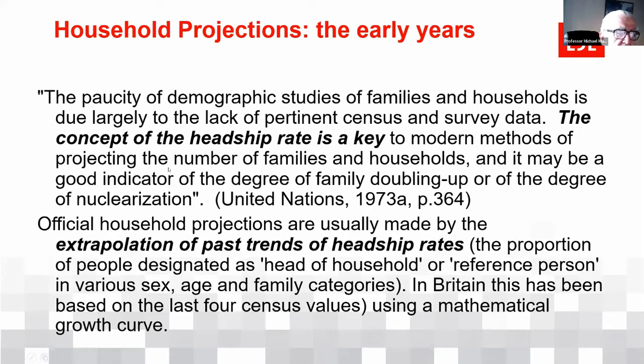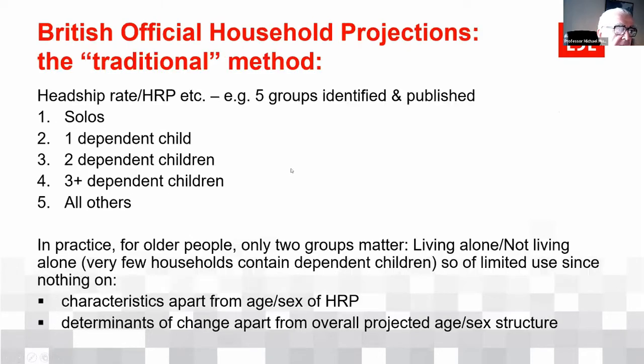And what happened is just extrapolation of past trends. That is usually done by some rather straightforward method using something like a mathematical growth curve, and that's what's used in the UK, based mainly on the last 4 censuses. The British official projections use this traditional headship rate method, although we've now tended to replace the phrase headship by household representative membership. And there are 5 groups identified and information published about them.